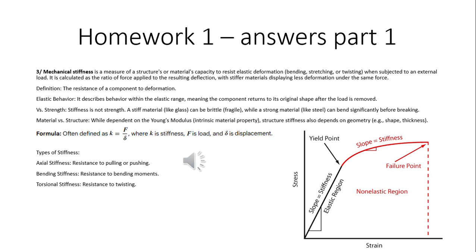Material versus structure: while dependent on the Young's modulus, structure stiffness also depends on geometry, for example the shape and the thickness. The formula is often defined as K, the stiffness, equal to the load F divided by the displacement delta. Types of stiffness: axial stiffness is resistance to pulling or pushing. Bending stiffness is resistance to bending moments. Torsional stiffness is resistance to twisting.